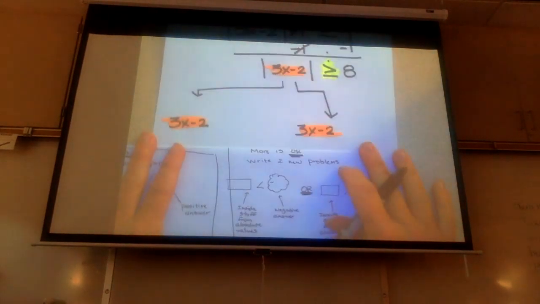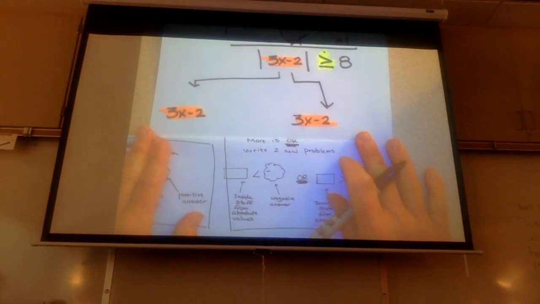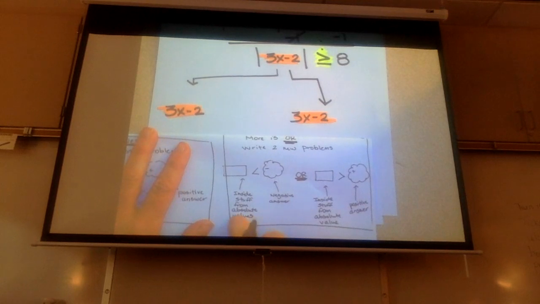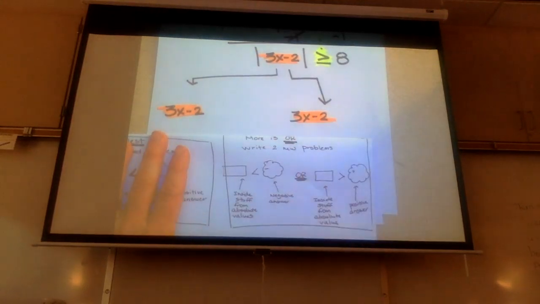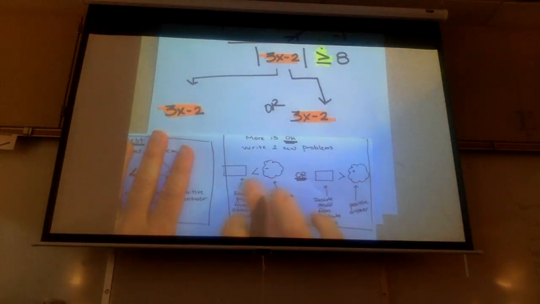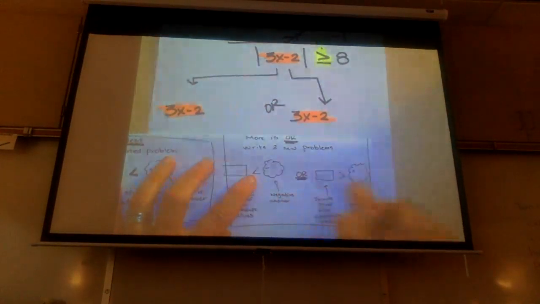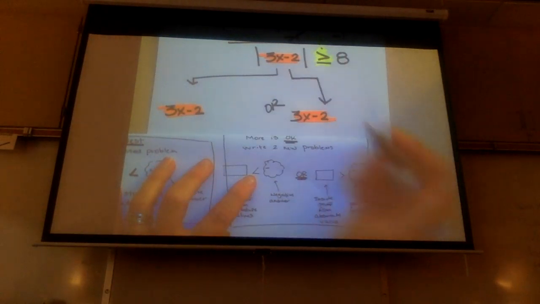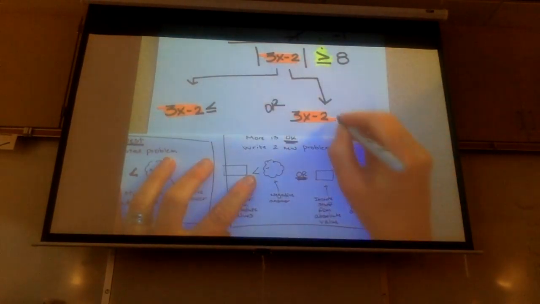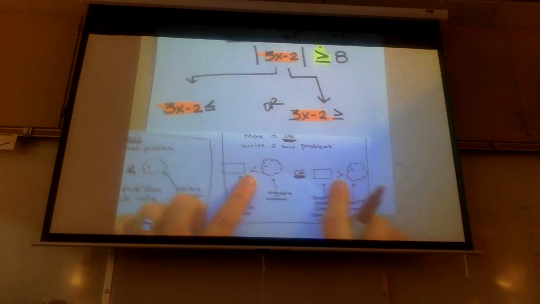I should be showing you the flow chart here, sorry. The stuff inside the absolute values, right here, that's what my orange stuff is. I'm going to have an or in the middle. I'm going to use a less than and a greater than. This one is or equal to, but that's okay. Less than or equal to, greater than or equal to.